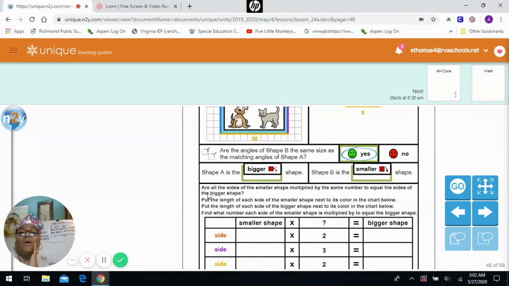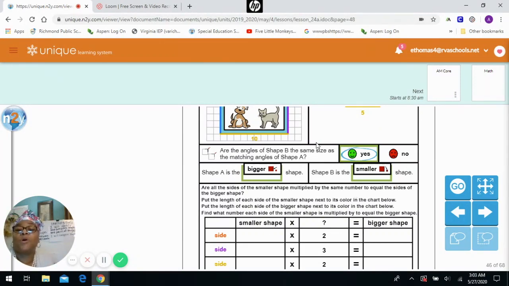Alrighty, so are all the sides of the smaller shape multiplied by the same number to equal the size of the bigger shape? It says put the length of each side of the smaller shape next to its color in the chart below, and put the length of each side of the bigger shape next to its color in the chart below. Find what number each side of the smaller shape is multiplied by to equal the bigger shape. All right, here we go.